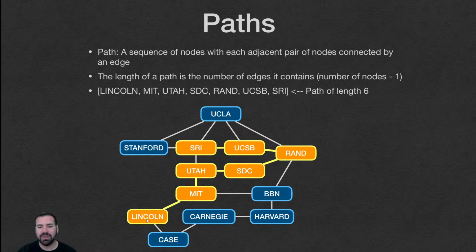Which is also equal to the number of nodes in the path minus 1. So I have 7 nodes in this path, subtract 1, that's also going to give you the length of the path. So whatever way you want to use to compute it.